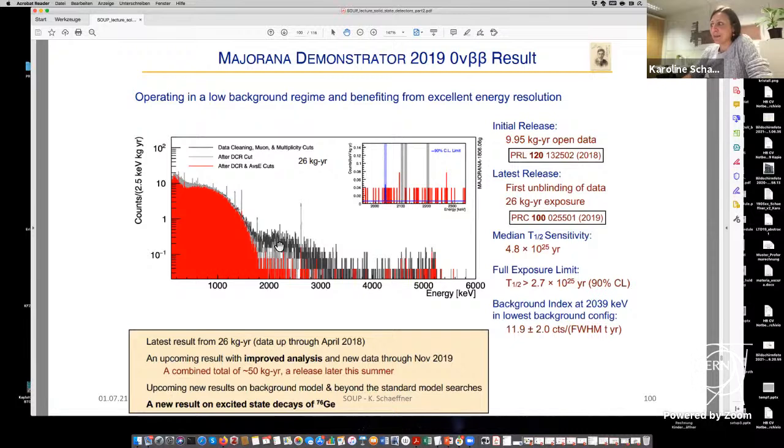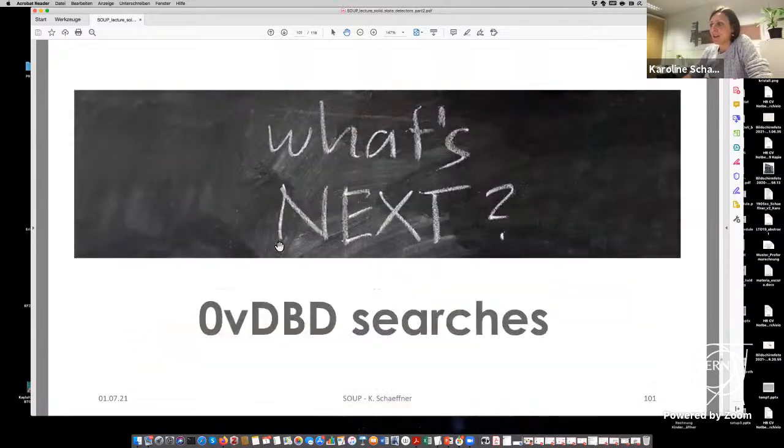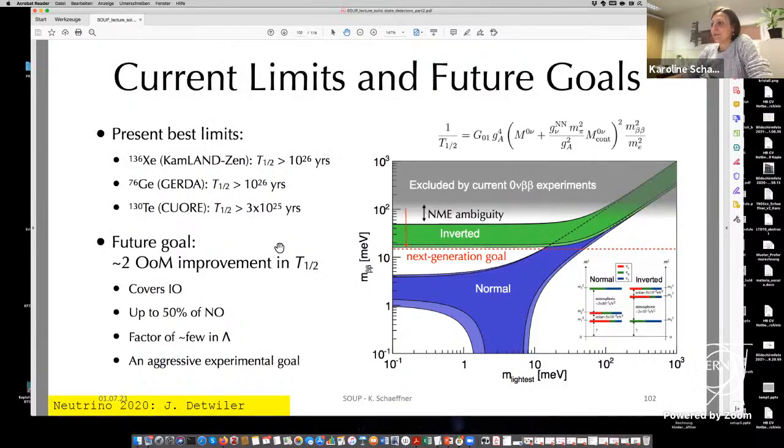And if you want to now get better, you have to increase the target mass, because they were running only a couple of 10 kilograms. But if you want to get better, you have to increase to a couple of 100 and then a ton. And so this brings me also to what is next with these searches. So the goal is, okay, the best limits so far come for germanium from Gerda, and for xenon from KamLAND, so a liquid experiment, and for tellurium they come from Cuore. So this is a bit the status of today.